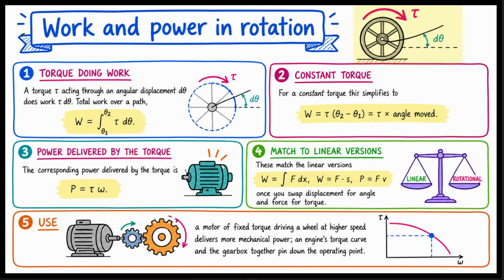A torque tau acting through an angular displacement d theta does work tau d theta. Total work over a path is W equals the integral from theta 1 to theta 2 of tau d theta. For a constant torque, this simplifies to W equals tau times (theta 2 minus theta 1), which is tau times the angle moved. The corresponding power delivered by the torque is P equals tau omega. These match the linear versions W equals the integral of F dx, W equals F times S, and P equals Fv once you swap displacement for angle and force for torque.